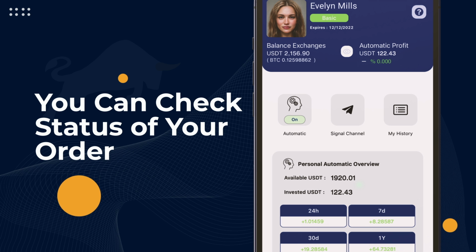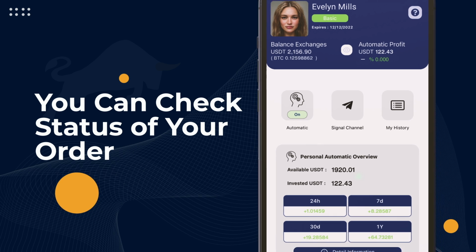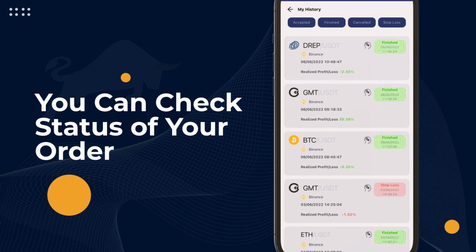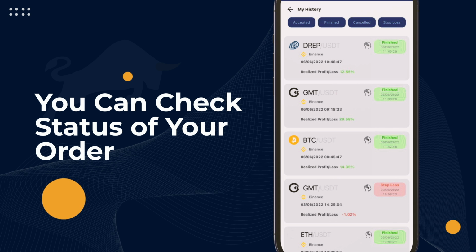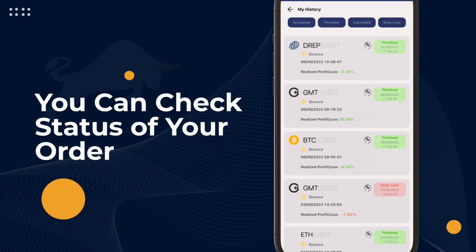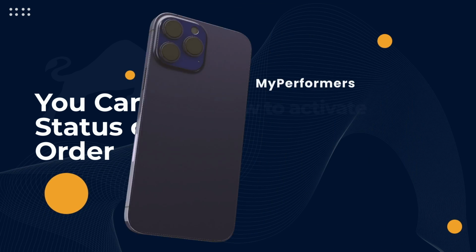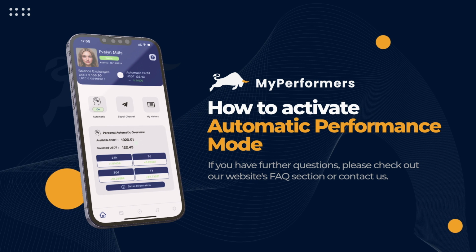In the History section, you can find your transaction or previous transactions. You can access all of your accepted, completed, and canceled transactions from this page. If you have any questions, you can always find us in the support section.